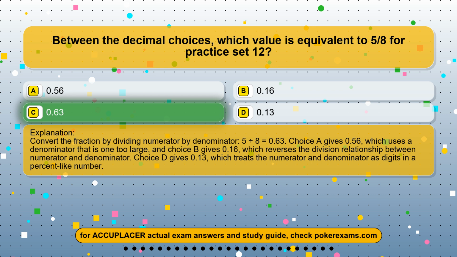Choice A gives 0.56, which uses a denominator that is 1 too large, and choice B gives 0.16, which reverses the division relationship between numerator and denominator. Choice D gives 0.13, which treats the numerator and denominator as digits in a percent-like number.